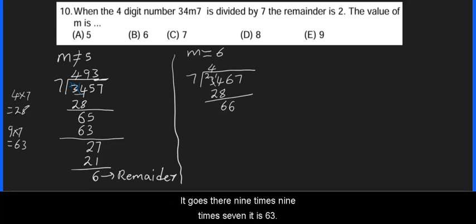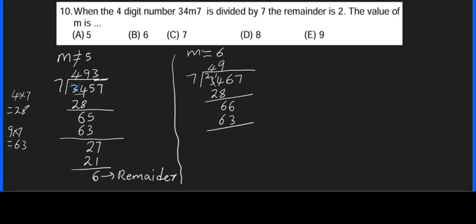It goes there 9 times. 9 times 7 is 63. Then we have 6 minus 3, it is 3. 6 minus 6 is 0. Of course, we bring the 7 down.